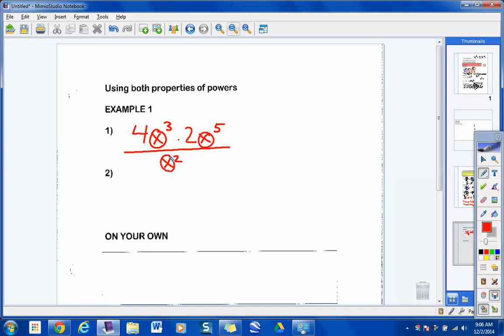So right up top here, couldn't I rewrite this top? What's the 4 times 2 going to get you, gang? 8. And then help me add the exponents up top. What's 3 and 5 going to add up to? 8x to the 8th. Good? On the bottom, you just have x to the second, don't we? Okay?